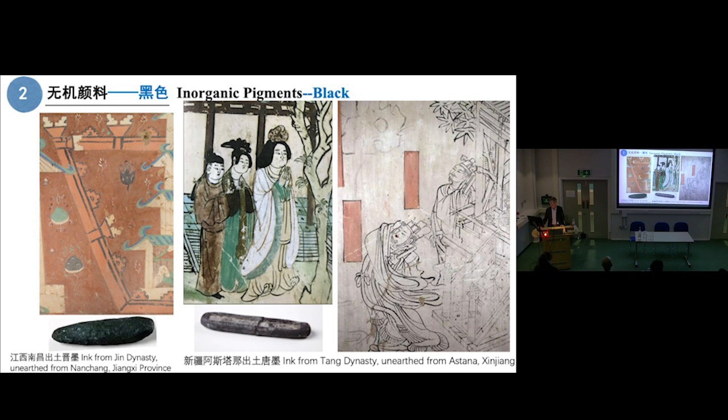Another color is black. Black in China is very popular. Most of them use ink, because in ancient times ink was used for drawing and for writing. So it was very popular, very commonly used in ancient China.